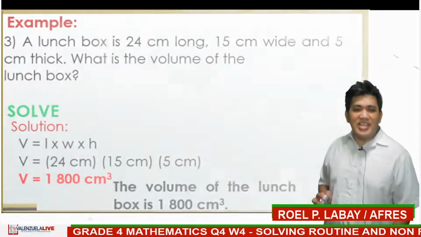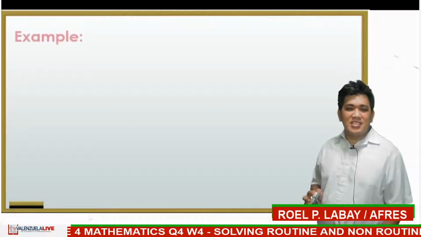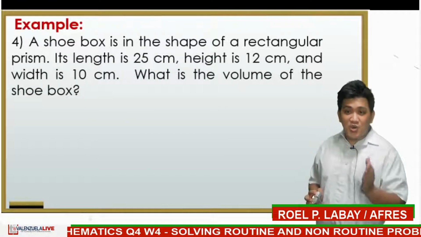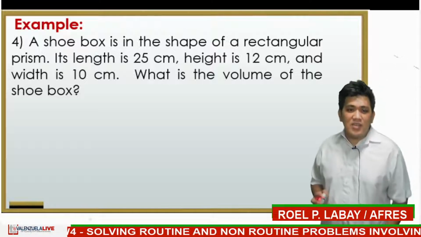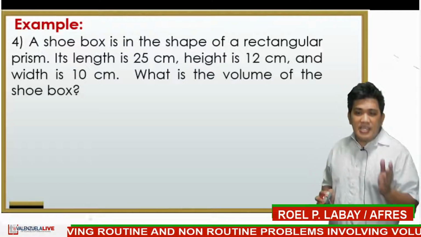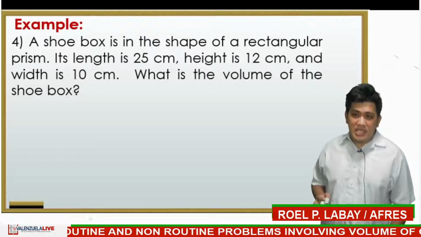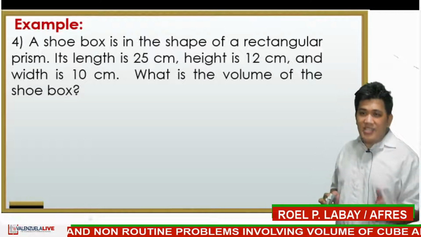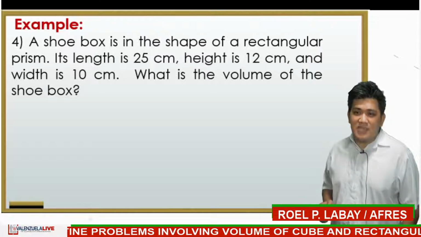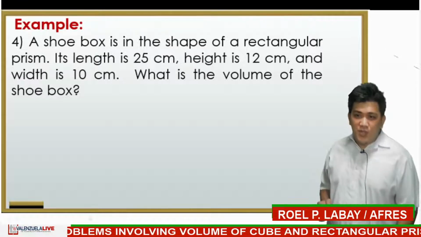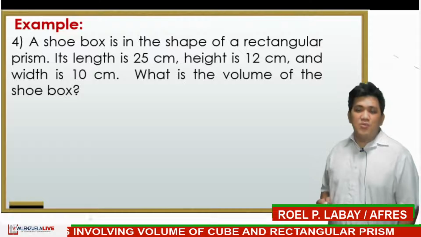For our fourth example, a shoebox is in the shape of a rectangular prism. Its length is 25 centimeter, height is 12 centimeter, and width is 10 centimeter. What is the volume of the shoebox?